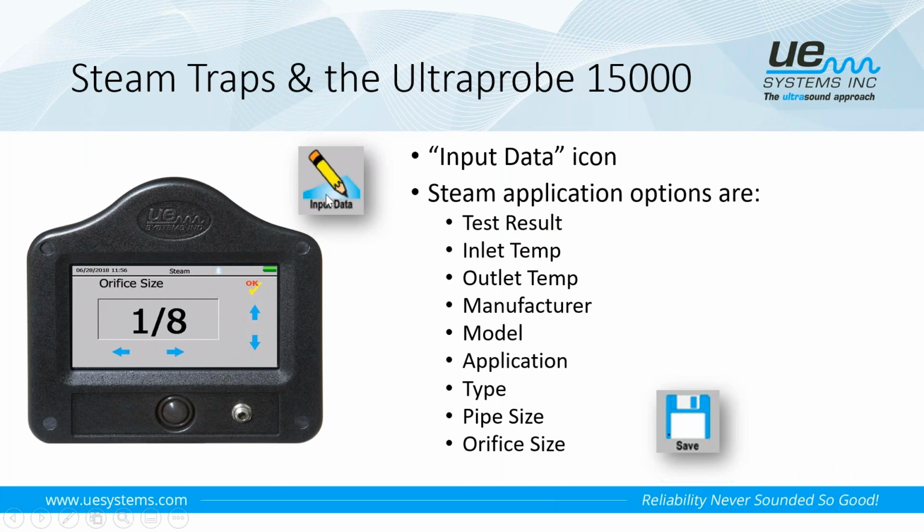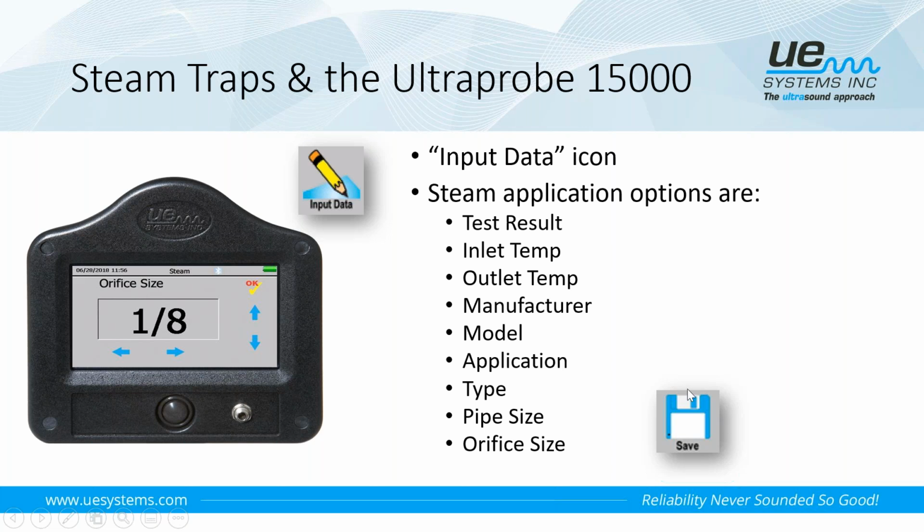So then on the UltraProbe 15, you have this little icon that looks like a pencil. What that is, is the input data, where we can input information that is specific to that particular steam trap that we're testing. So we can enter the test result, the inlet temp, the outlet temp, the manufacturer, the model, the application, what's the purpose of that steam trap, the type of trap, the pipe size, and the orifice size. So you can enter all that information right on board the UltraProbe.